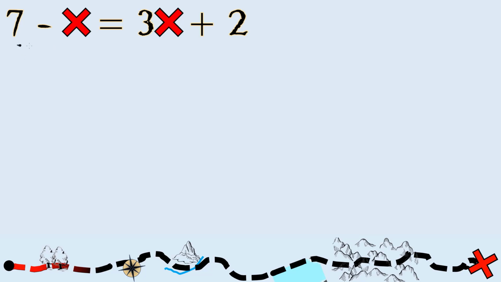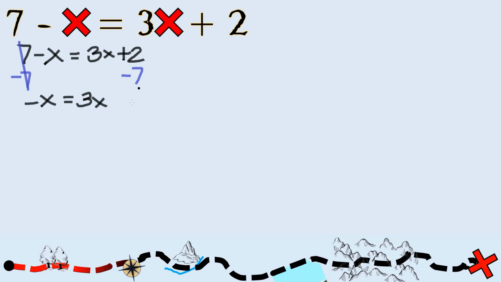Let's start by copying the equation here. 7 minus x is equal to 3x plus 2. The first method I'm going to show you is by simply removing 7 here, because I am deciding that the left-hand side of the equation will have the unknown. 7 minus 7, that's 0. But do the same thing on the other side as well. Hence, I will have here negative x is equal to 3x. 2 minus 7 is minus 5.